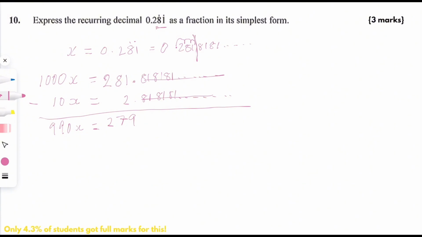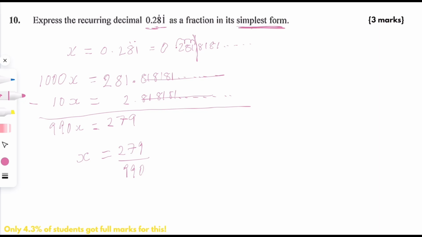Remember, this is not the final answer, so let's solve for x, which is what the question is asking. So divide both sides by 990. And this is our final fraction, but it says in its simplest form.